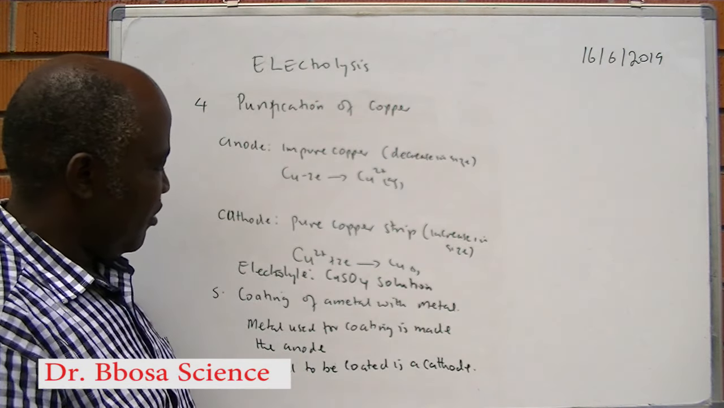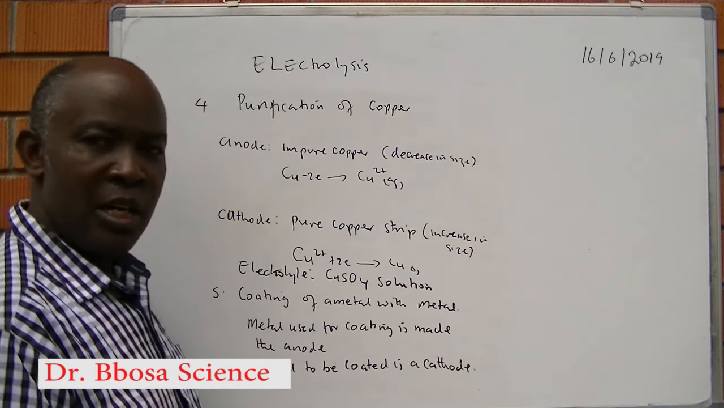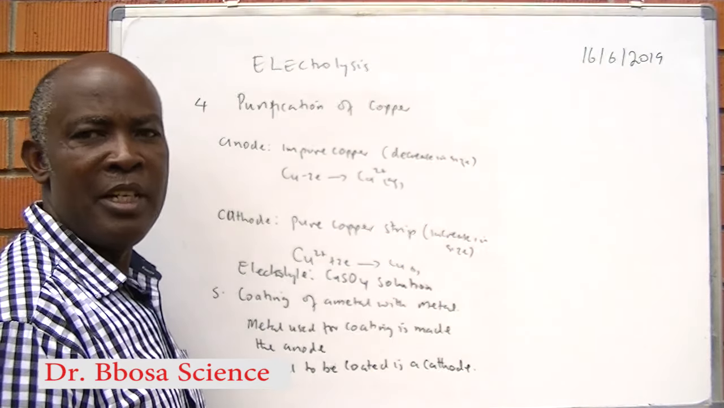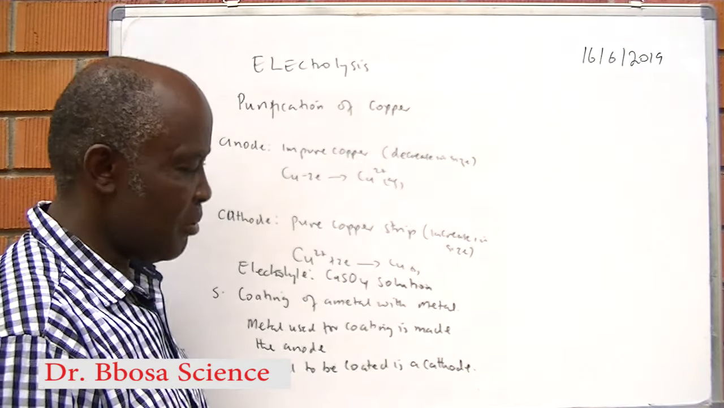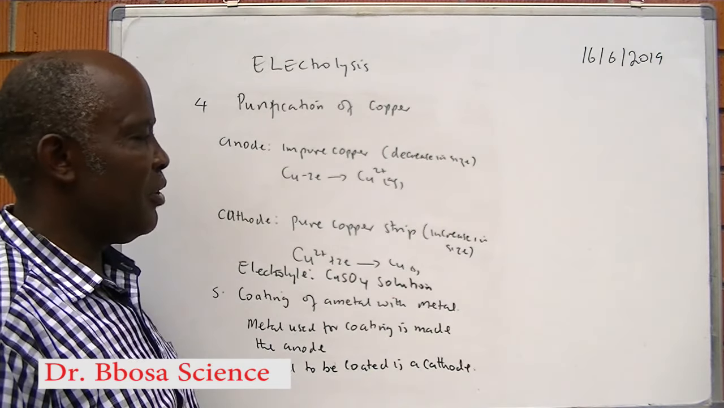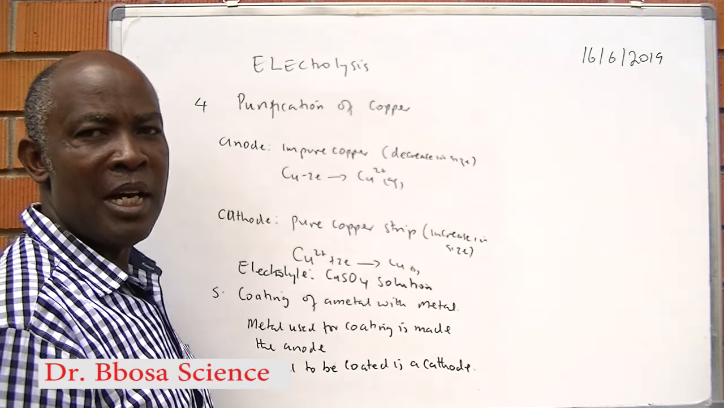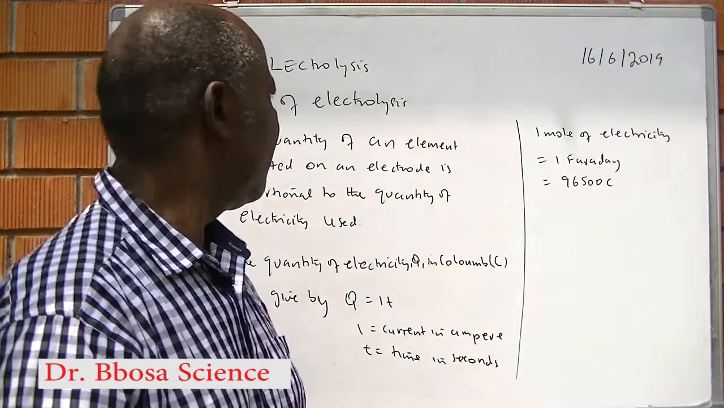Then number 5, coating of metal with another metal. The metal used for coating is made the anode. The metal to which the other metal is to be coated is made the cathode. So the anode will oxidize to form metal ions which are deposited on the cathode.